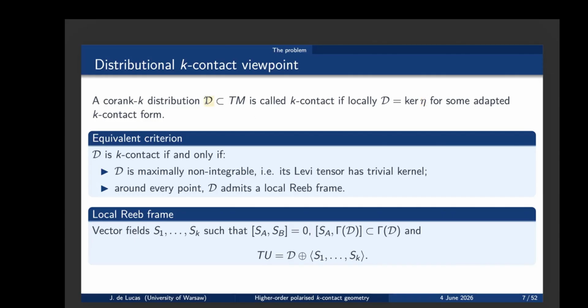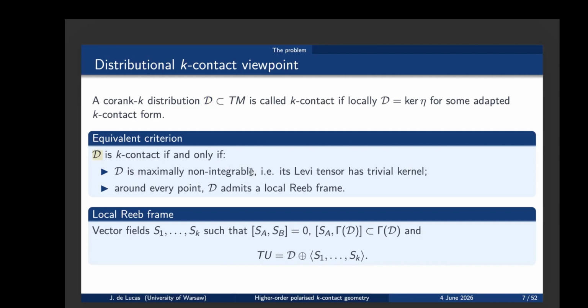But one problem appears: k-contact distributions are distributions that are locally the kernel of a k-contact form. We wanted to describe this k-contact distribution in a manner that is independent of determining the k-contact form. We wanted to look for something geometrical to describe it. And this was solved by Rivas, Sobczak, and myself. We described that a distribution is k-contact if and only if it is maximally non-integrable.